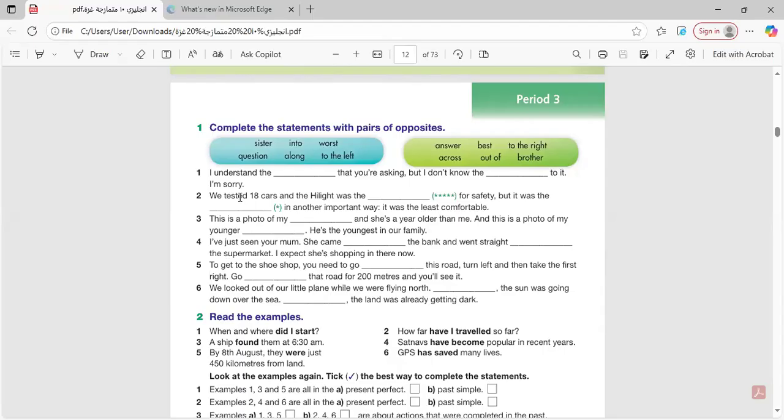We tested 18 cars and the highlight was the best for safety, but it was the worst in another important way. It was the least comfortable. Number 3. This is a phone of my sister, and she is a year older than me. And this is a phone for my younger brother. He is the youngest in our family. Number 4.